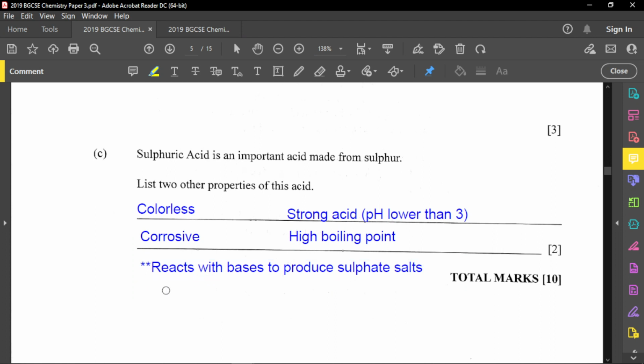And the general thing with sulfuric acid, it reacts with different types of bases to produce sulfate salt. So the salt will always be a sulfate. So whether it be potassium sulfate or calcium sulfate, the salt is always sulfate.